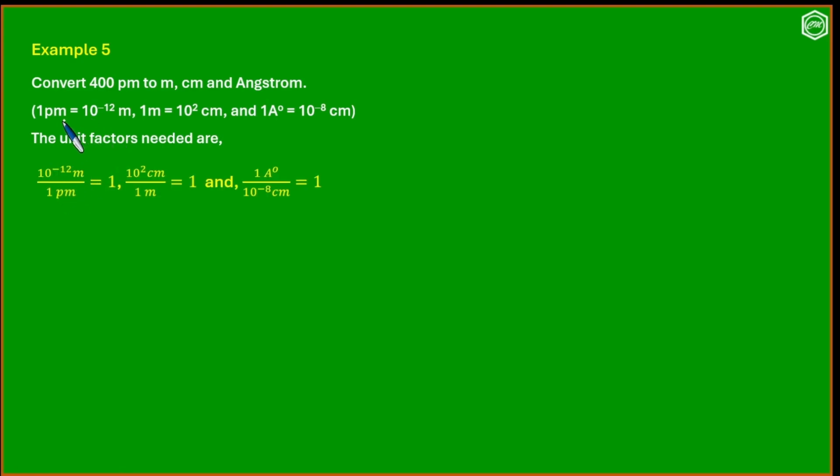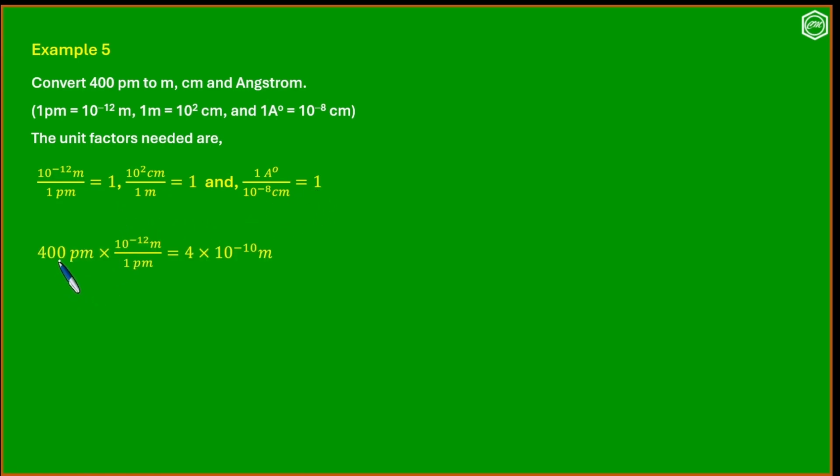we divide this equation by 1 picometer. That is 10 raised to minus 12 meter by 1 picometer is equal to 1. And here we divide by 1 meter. 10 raised to 2 centimeter by 1 meter is equal to 1. And we divide by 10 raised to minus 8 centimeter. 1 angstrom by 10 raised to minus 8 centimeter is equal to 1.